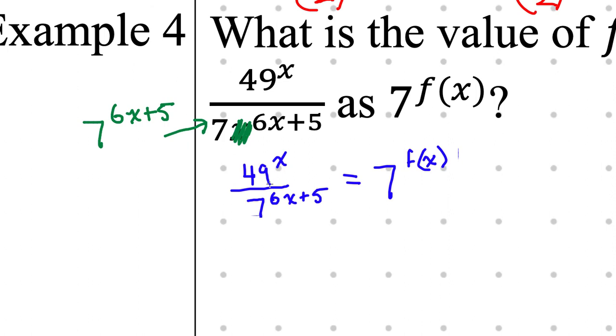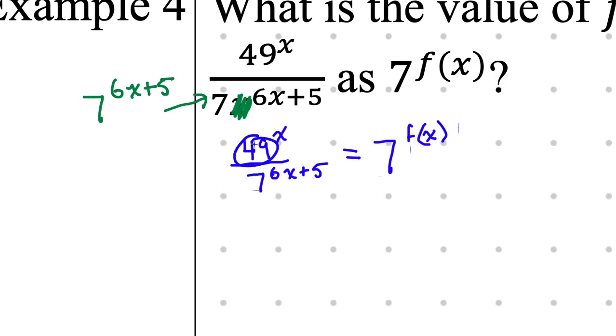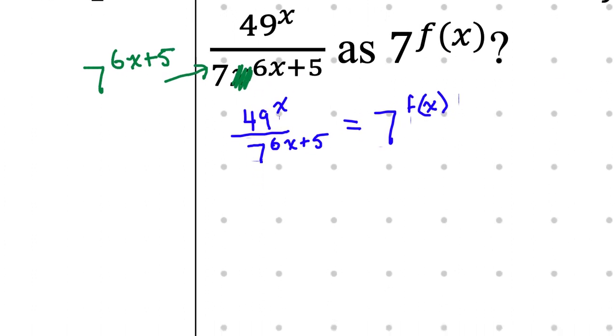I somehow need to get this with one base, and that base needs to be 7. Well, if the base needs to be 7, I need to change this 49 so it has a base of 7. Let's go ahead and do that. 49 is the same thing as 7 squared. So this is now 7 squared, that's 49, and this is still to the power of x. And this is all divided by 7 to the power of 6x plus 5. Still, that denominator has not changed. And the right-hand side is still the same, 7 to the power of f of x.